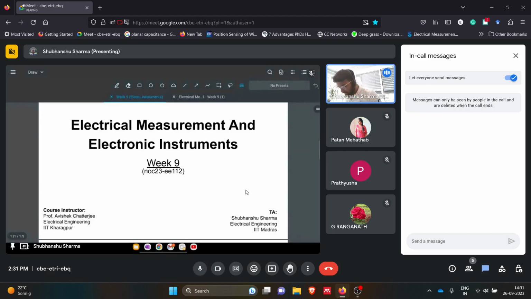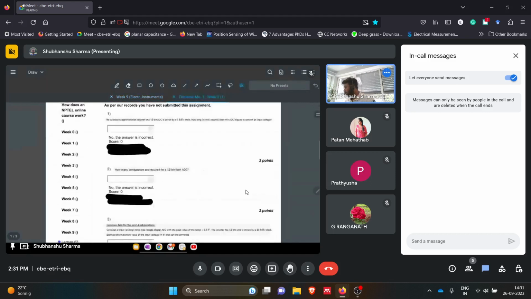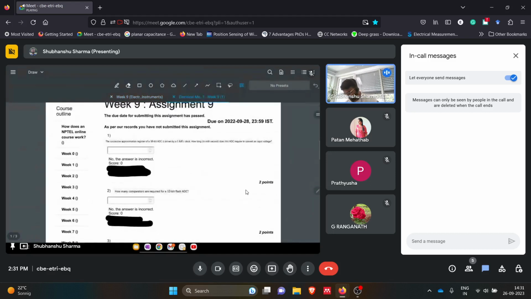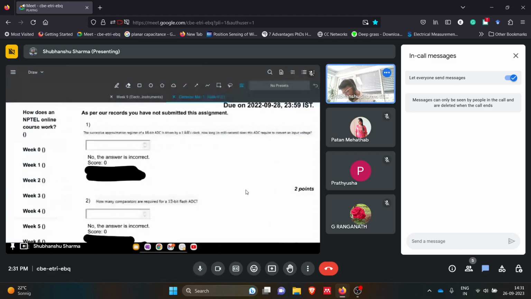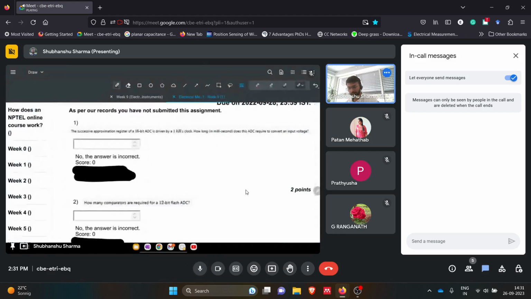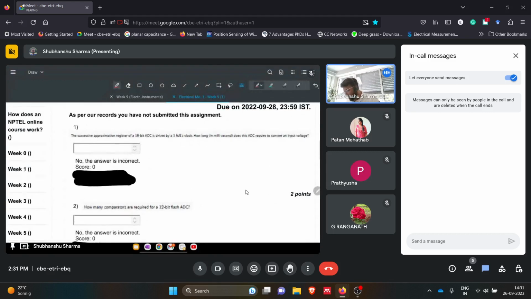So let's start with some of the assignment questions. The first question, it's not that clear, but still I will read it for you. The first question says that the successive approximation register of a 16-bit ADC is driven by a 1 kilohertz clock. How long does this ADC require to convert an input voltage?